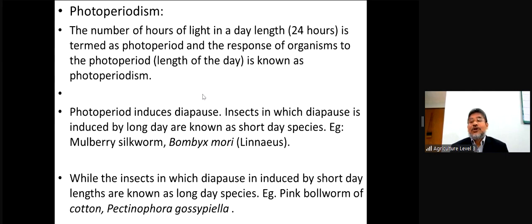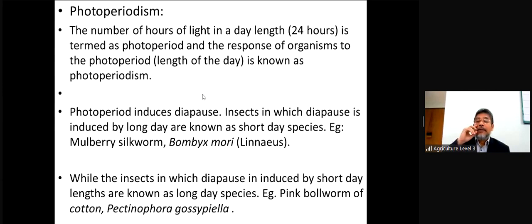In short day their activity is good, but in long day they go into diapause, that is there will be no activity, there will be no growth. So growth will be too low. So that is called the short day species.